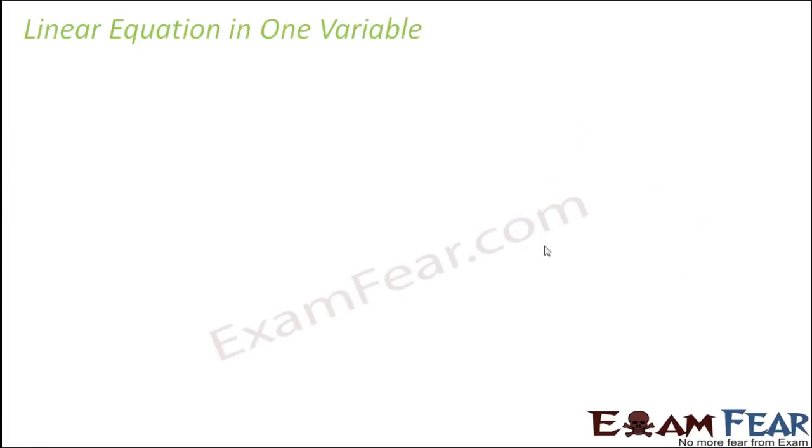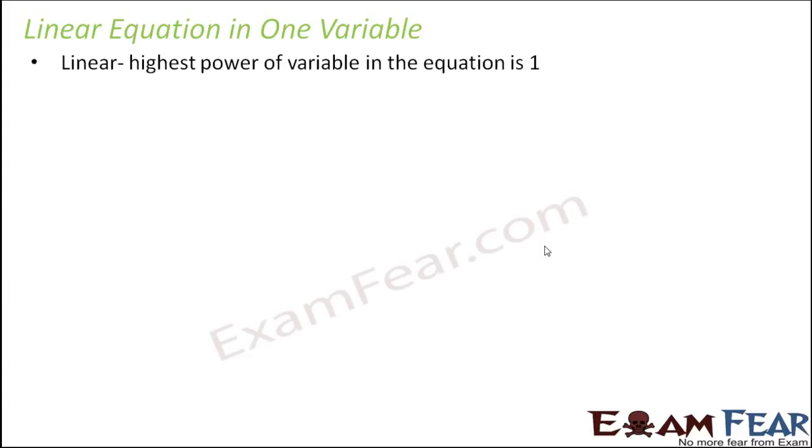So now let us try to understand what exactly is a linear equation in one variable, because that is what we are going to deal with in this lesson. Now, as the name says, linear equation. Why is this equation linear? Because the highest power of the variable in this equation is 1. So what do we mean by that?